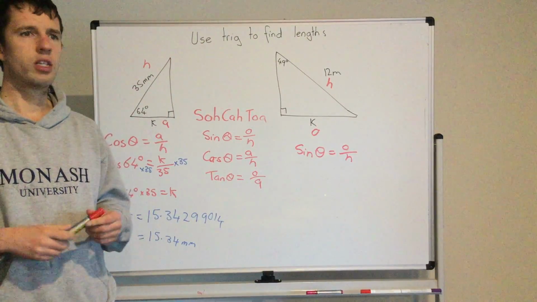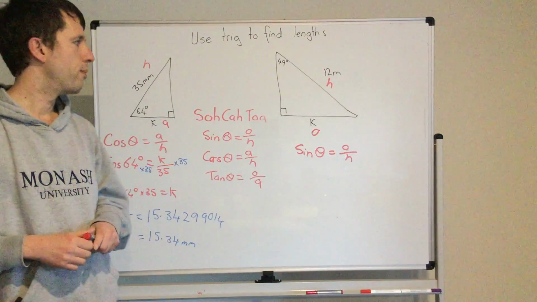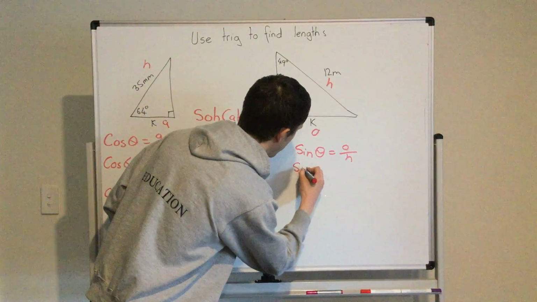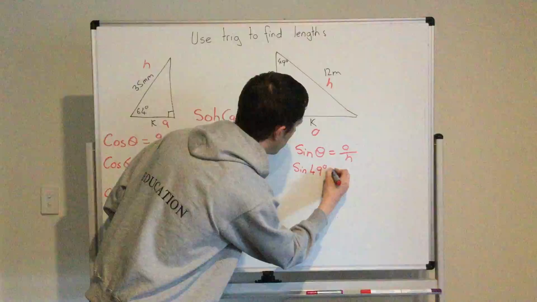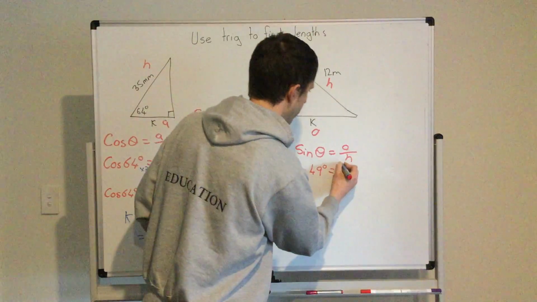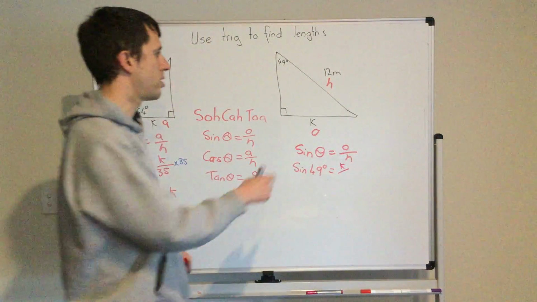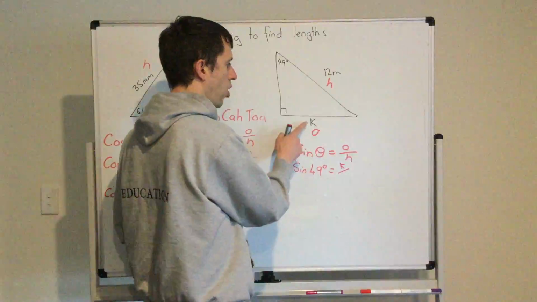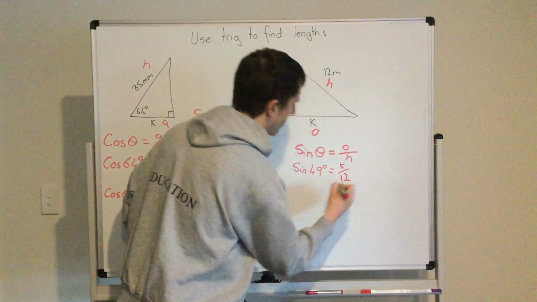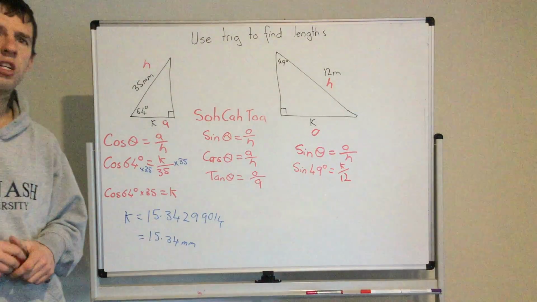So I'm going to write my equation. Sine alpha equals opposite over hypotenuse. The second thing I'm going to be doing is filling those variables in. So I know alpha is 49 degrees. Opposite is K, I don't know, and H is 12. So they're exactly the same as what we were doing before.